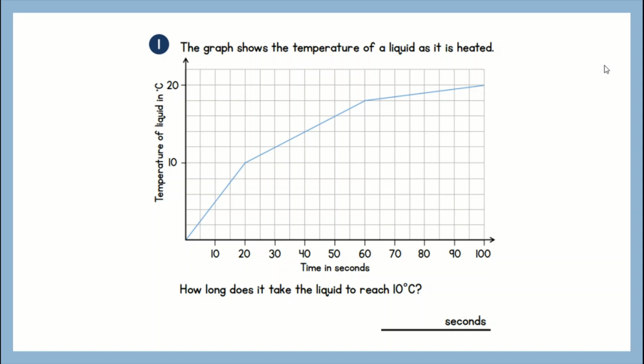Question 1. The graph shows the temperature of a liquid as it is heated. How long does it take the liquid to reach 10 degrees Celsius? On the y-axis, we have the temperature of the liquid in degrees Celsius, and on the bottom, on the x-axis, we have the time in seconds. 10 degrees is here. If we draw our dotted line, we get to this point, and if we draw our dotted line down to the x-axis, we can see that it took 20 seconds to reach 10 degrees Celsius.